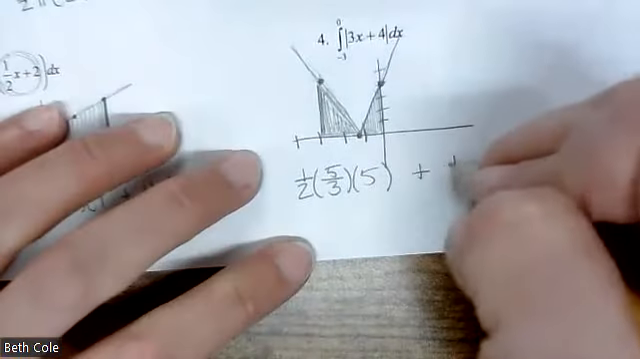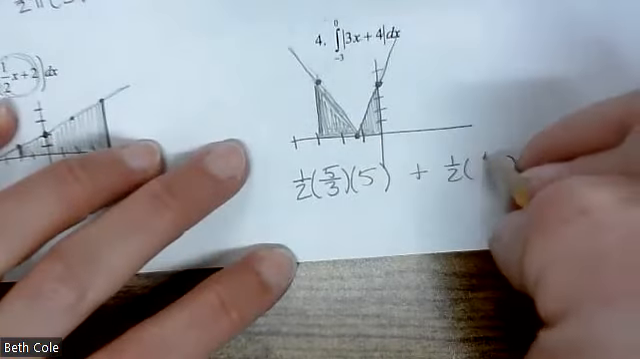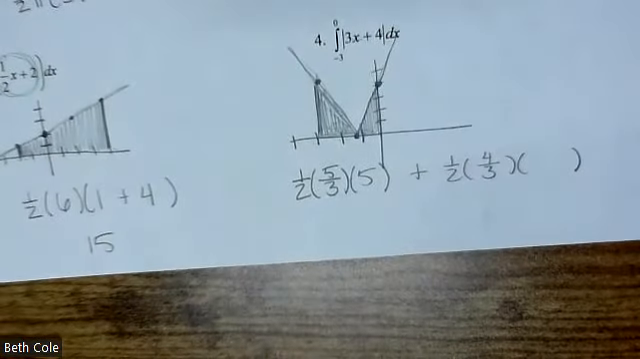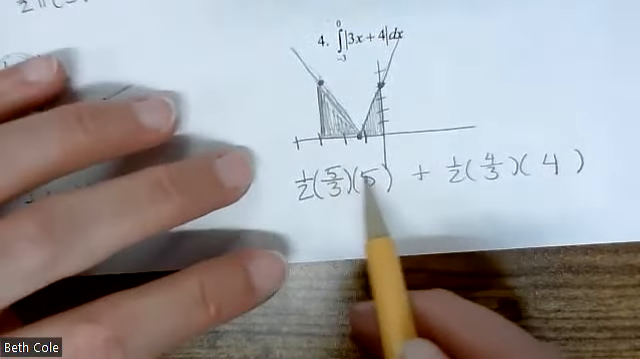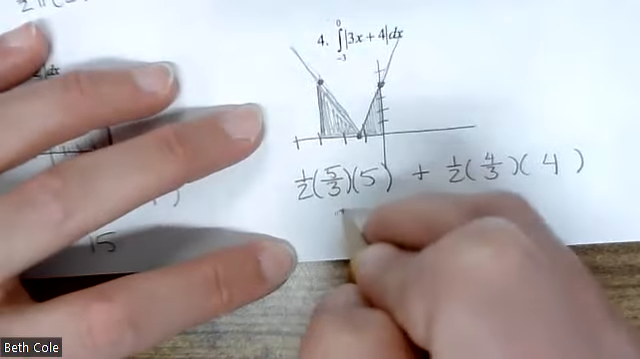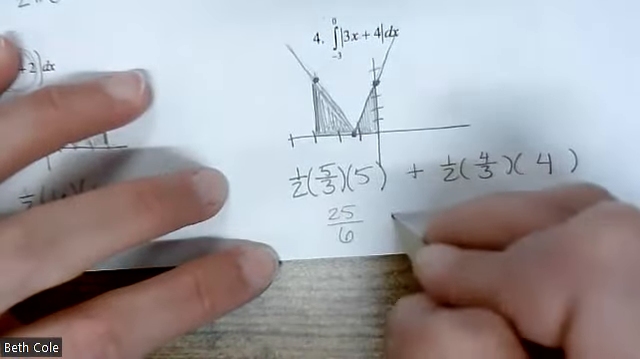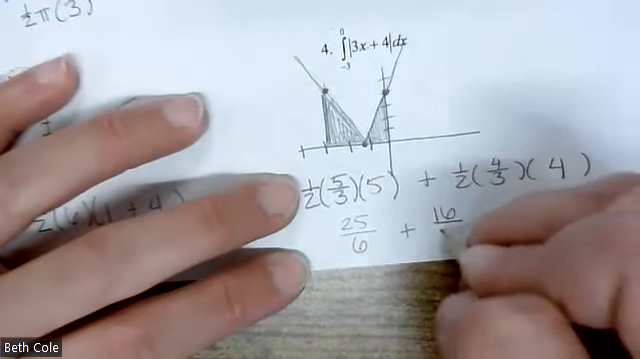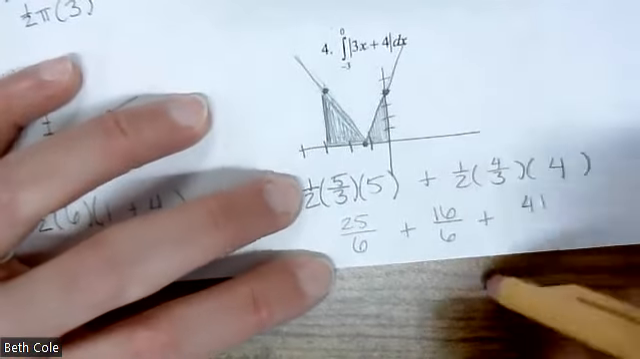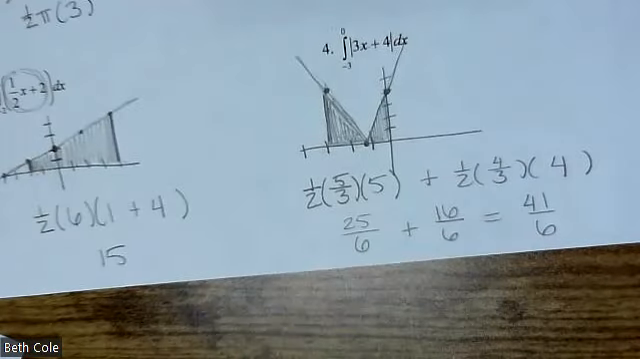Plus, and then 1/2 base times height for the other triangle. The base for that one's 4/3. Oh, wow. Okay, cool. We didn't have any issue with that. And then the height is 4. I promise it won't be too bad, so I'm going to finish it up. 5 times 5, 25. And in the denominator, you would have 6. Good. Plus, this one's going to be really similar. 16 over 6. And if you add that together, whoops, it'll be 41 over 6. See.